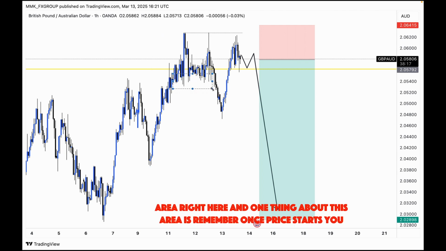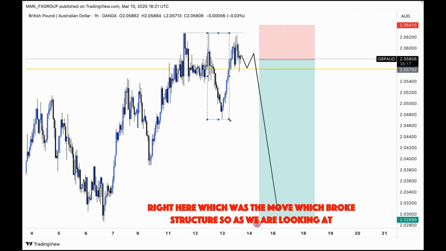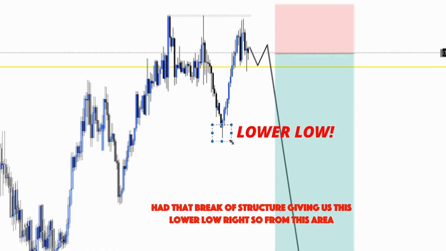And one thing about this area is, remember, once price starts tapping into a zone, be it a supply zone or demand zone, a couple of times, this area becomes weak, because all the orders keep getting filled at that certain area. So from this area, we had this move right here, which was the move which broke structure. So as we are looking at this, we are no longer interested in buys, because of that change of structure. Right, so from this demand zone, which kept getting hit multiple times, we finally had that break of structure, giving us this lower low.